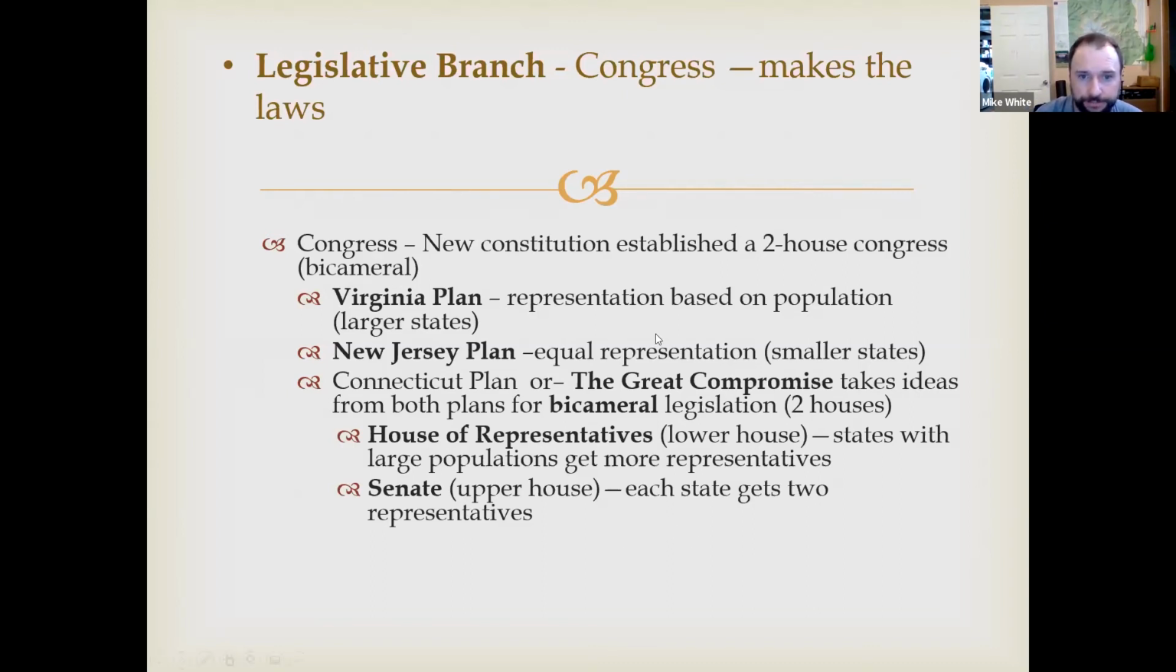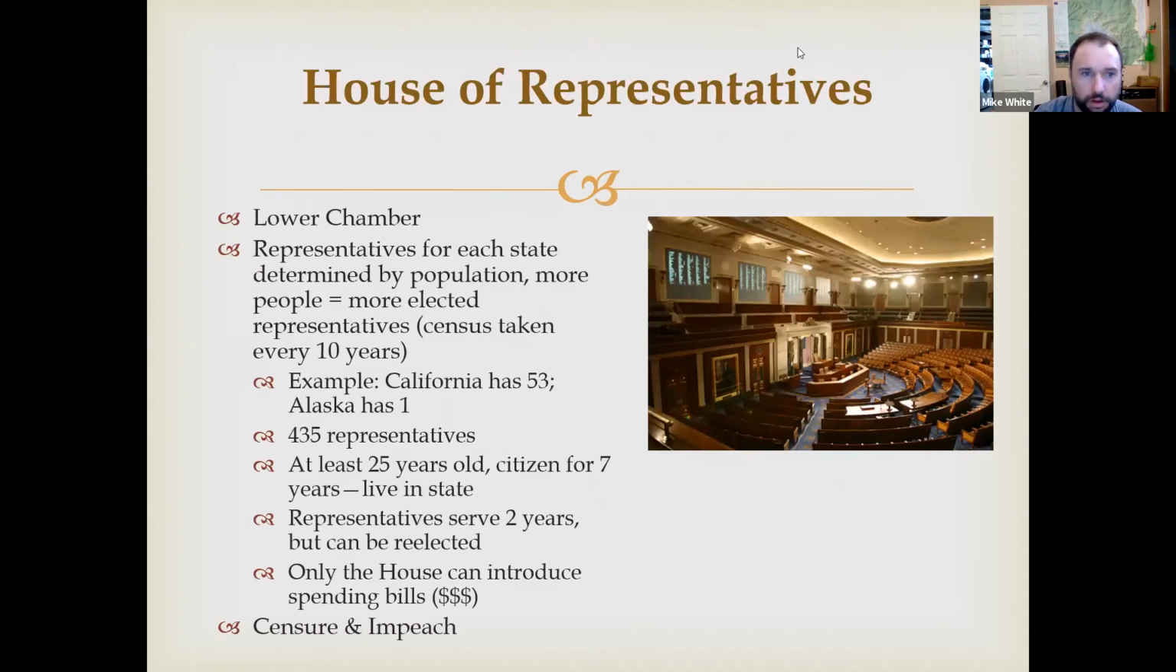All right, so first, the House of Representatives. So again, I apologize for just kind of going through this. If you want to slow down or ask any questions, feel free to add them in the chat. And then if there are questions at the end, I will open it up for discussion if anyone has questions.